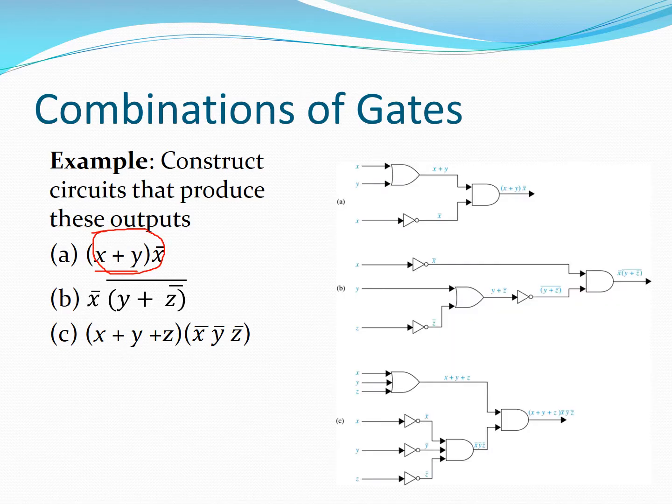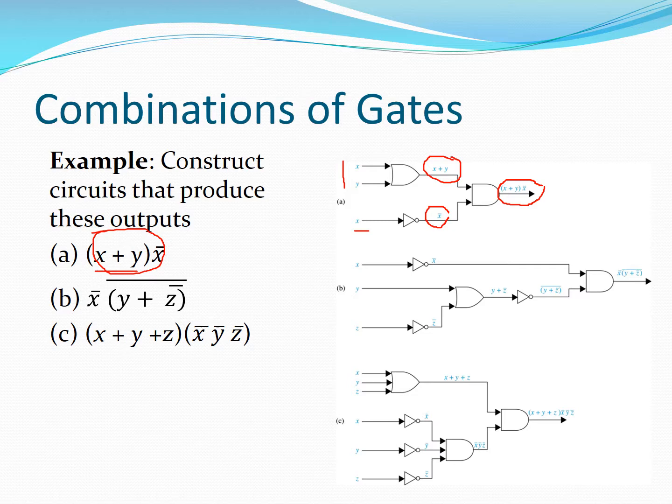So let's look at the solution. You're passing x and y into an OR gate to represent x plus y first. You're passing x through an inverter to give you x bar. Then you're passing the outputs of these two into an AND gate, and that gives you x plus y times x bar. Alright, so let's look at the next one.